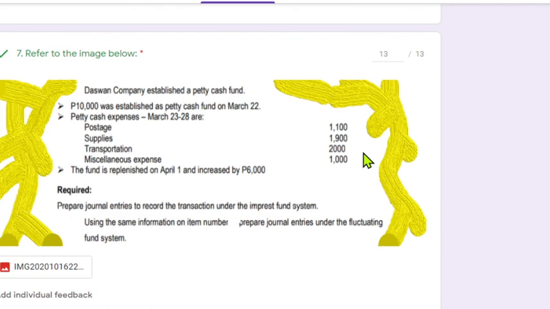Pero kung i-breakdown mo siya postage, supplies, transpo, and miscellaneous, you will get 4 points. Next, the replenishment of the fund and the increase of the 6,000 on April 1. How do you journalize this under the fluctuating fund system? So simply lang, you debit petty cash fund and then you credit cash in bank. What is the amount? It should be 12,000. So that is for 1 point.